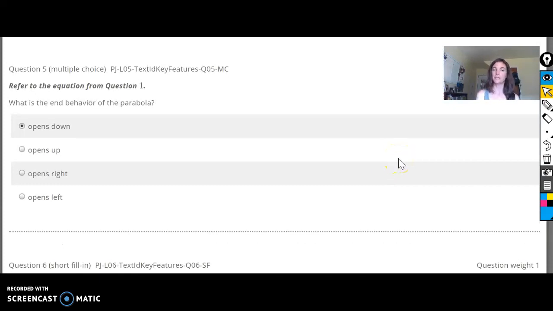What is the end behavior of this parabola? Hopefully we've seen it a lot of times so that we can see this should be kind of a gimme. It opens down. Okay, it's kind of a frowny face parabola.